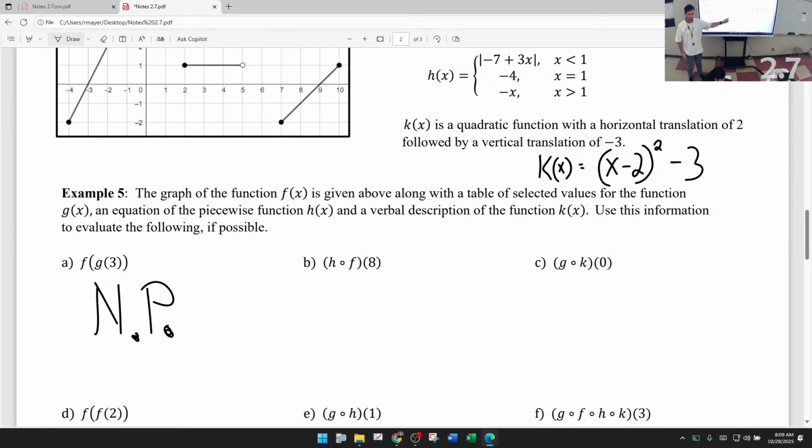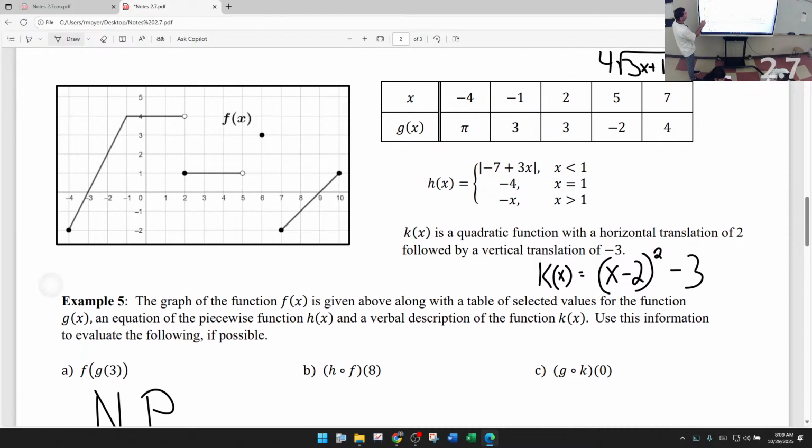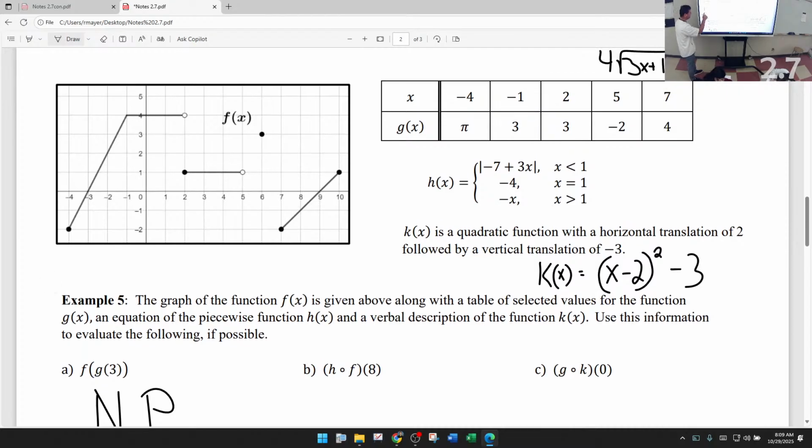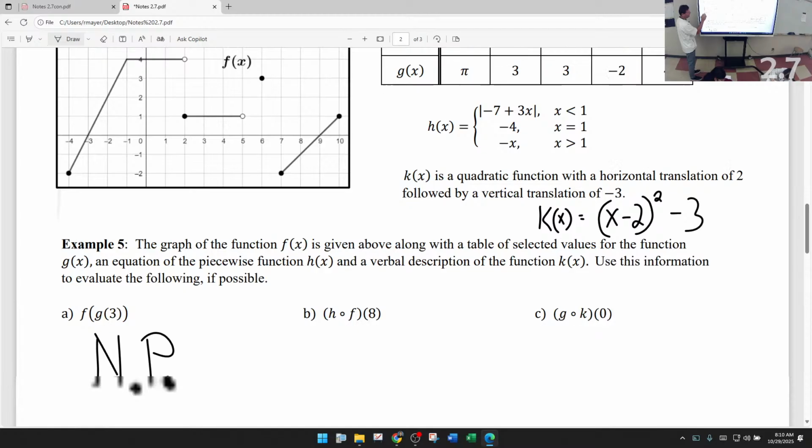h of f of 8. That means I have to start with f of 8. 1, 2, 3, 4, 5, 6, 7, 8. When I put in an input of 8, I output a -1. I can do this so far. When I input an 8, I output a -1.